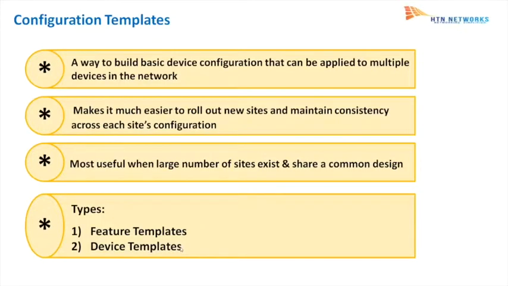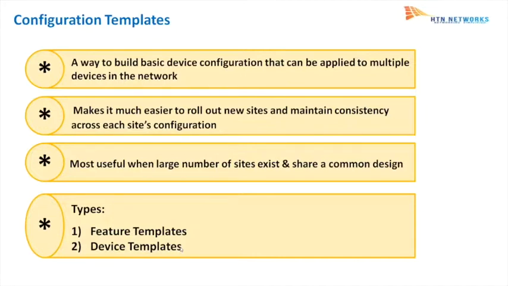A template is basically a way to build basic device configuration that can be applied to multiple devices at a time in the network. It makes it much easier to roll out new sites and maintain consistency across the site configuration, because when you do manual configuration, there is always a possibility that you will miss something and there won't be consistency across the network. So if you're using a template, then you can maintain the consistency. Templates are most useful when a large number of sites, as we discussed earlier, exist and share a common design.